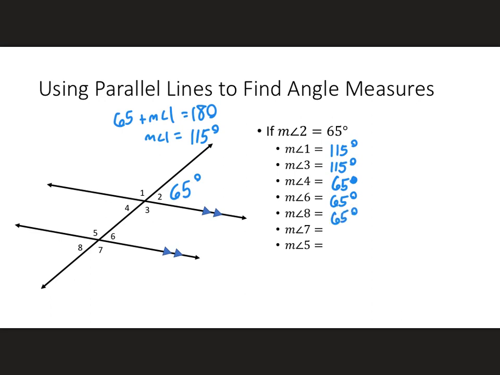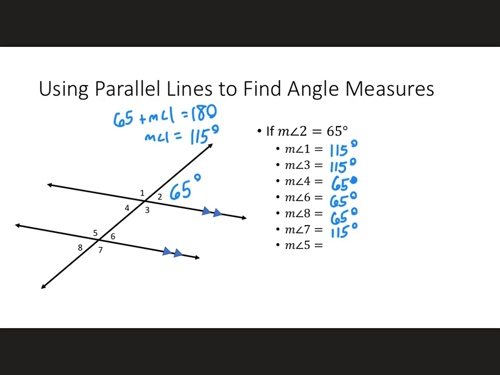Angle 7 is a consecutive exterior angle. We didn't go over this one, but if you just switch the words around a little bit, consecutive exterior angles are going to be supplementary, just like consecutive interior angles are. So that would be 115 degrees. And remember, when you're in doubt, angle 7 is obtuse, angle 2 is acute. They can't be congruent. They're probably supplementary.